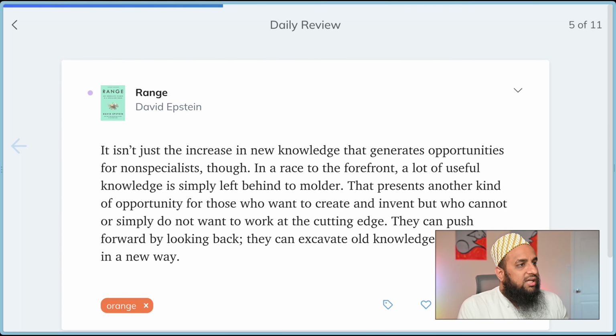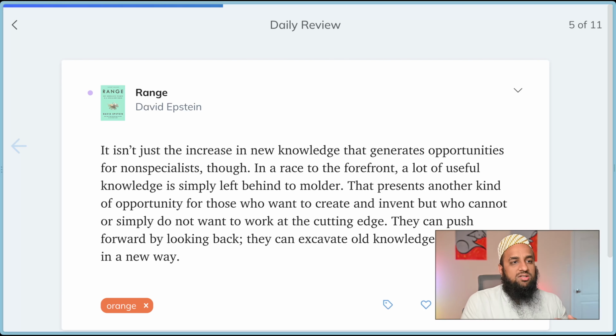This is from Range. It isn't just the increase in new knowledge that generates opportunities for non-specialists, though. In a race to the forefront, a lot of useful knowledge is simply left behind to molder. That presents another kind of opportunity for those who want to create and invent but who cannot or simply do not want to work at the cutting edge. They can push forward by looking back. They can excavate old knowledge but wield it in a new way.